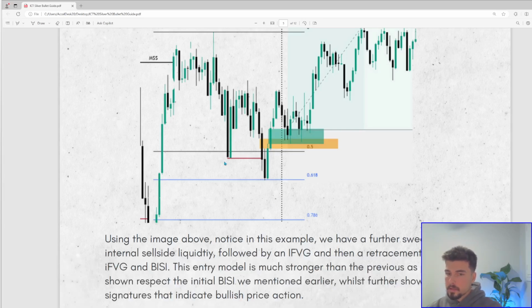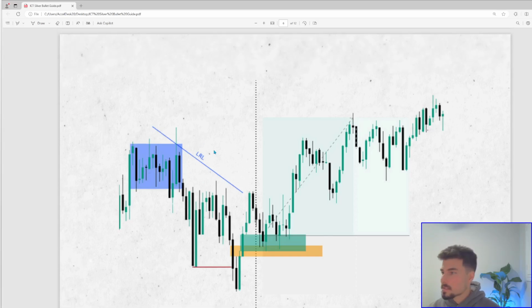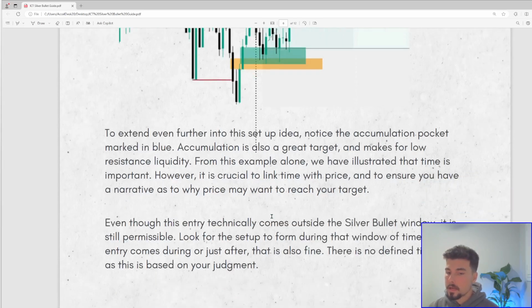So in other words, if you can sweep liquidity inside of an imbalance, inside a key time frame, silver bullet, it's a good opportunity that the market might want to retrace, right? It's a good opportunity. So keep that in mind. And again, you can see that here now. So low resistance liquidity. We've also got this accumulation pocket here, and these just make an extremely high probability trade.